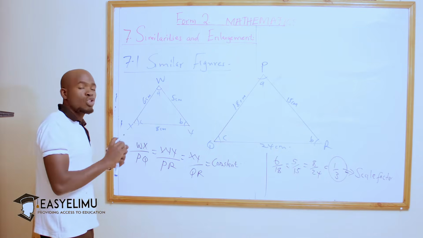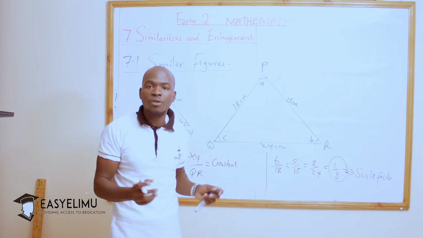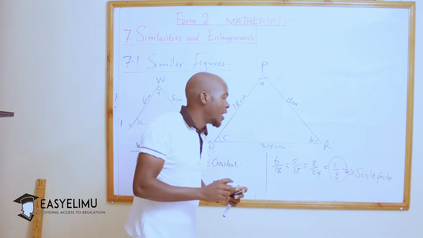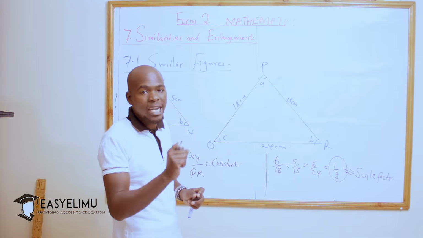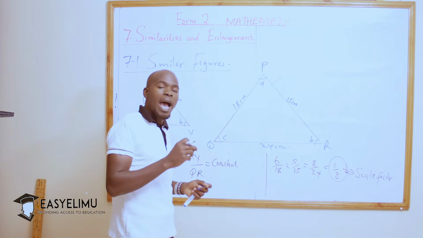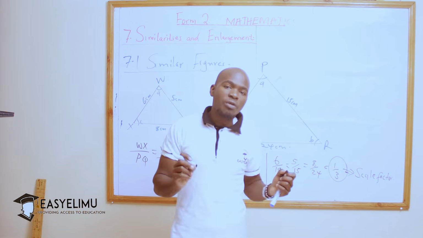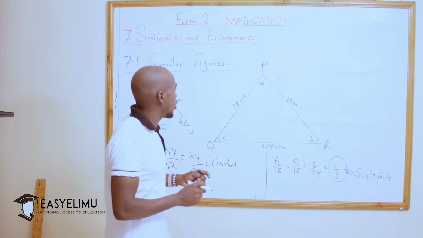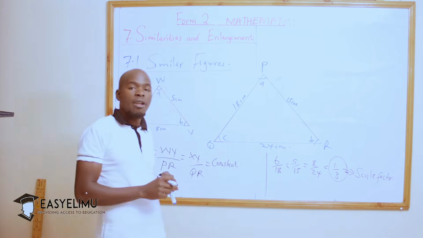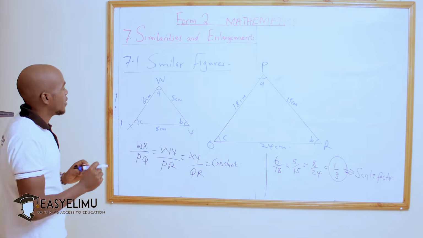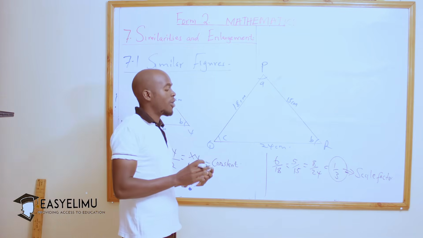So two or more figures are similar if they have a constant scale factor, the corresponding angles of the figures are equal, and the corresponding sides create that scale factor. So that is how we conclude it and how we may find it.